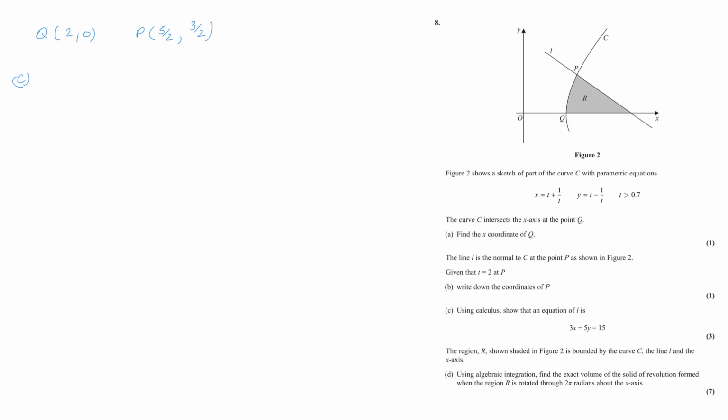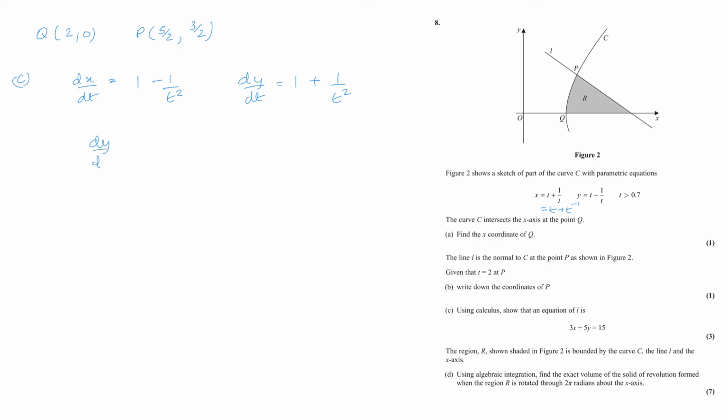Okay, part C is use calculus to show that the equation of L is right. So we want to find dy by dx. So first let's find dx by dt. Now this is t plus t to the minus 1. So it's going to be 1, and then bring it down, minus 1, take away 1, so it's 1 over t squared. dy by dt is the same but it's plus.